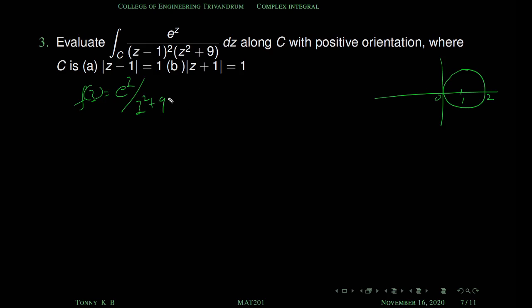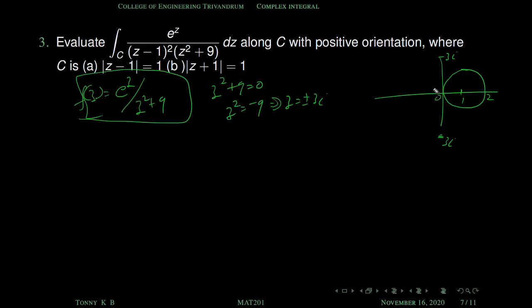inside C, because this function has singularity at z square plus 9 equal to 0. That means z square equal to minus 9, which implies z is equal to plus or minus 3i. This is 1, this is minus 3i, and here is 3i. Okay, so they are outside the circle. So it is clear that this function is analytic inside and on C, but 1 is inside C.